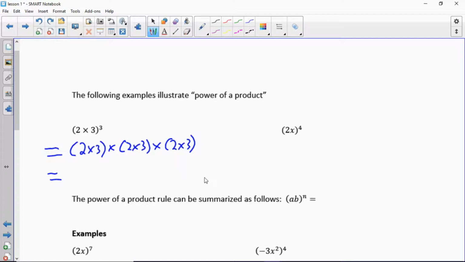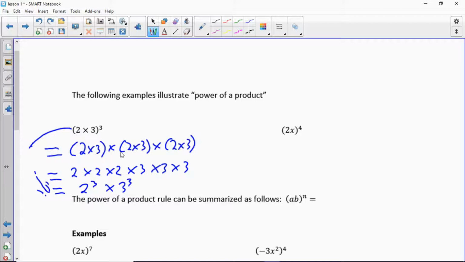So in this case, I could imagine all the 2's beside each other and all the 3's beside each other. Notice there are 3 2's, so I have 2 to the power of 3, and there are 3 3's, 3 to the power of 3. So (2 times 3) to the power of 3 could just be written as 2 cubed times 3 cubed.